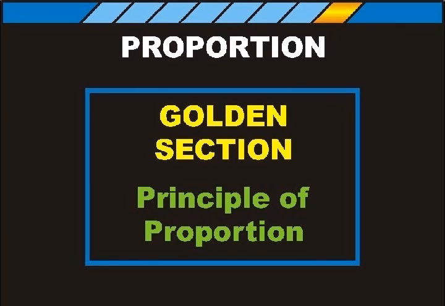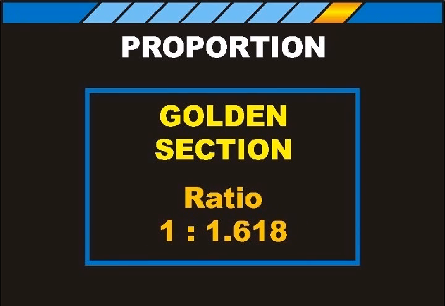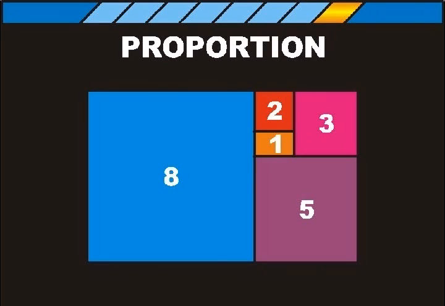The golden section, also known as divine proportion, can be described as a ratio of 1 to 1.618. The golden section can also be applied to a sequence of squares, where the side of the next square, moving clockwise, is equal to the two sides that came before it, as shown.